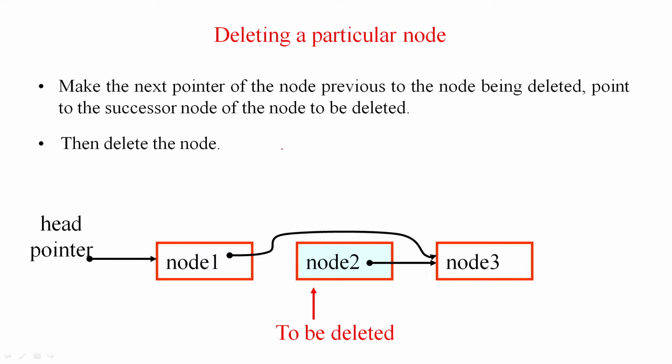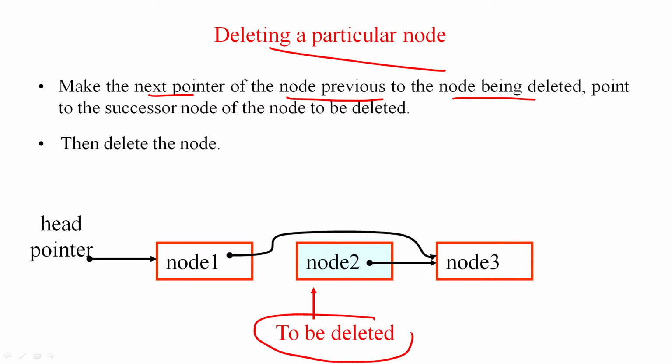Then, for deleting a particular node from the linked list, here we have to mention the previous node. Make the next pointer of the node previous to the node being deleted point to the successor node of the node to be deleted. That means this is the node to be deleted.